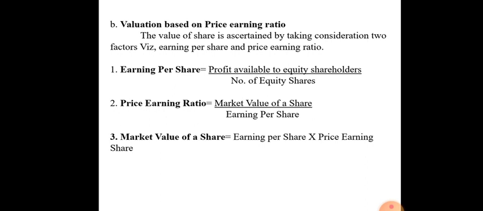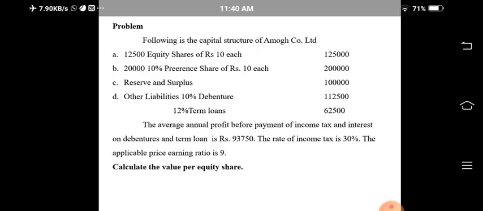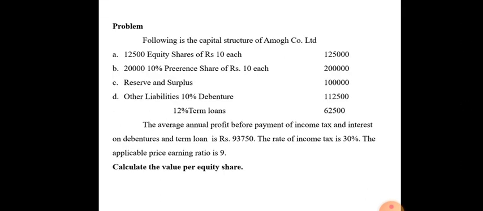These are the formulas. Earning per share is equal to profit available to equity shareholders divided by number of equity shares. The price earning ratio is market value of shares divided by earning per share, and the market value of shares is equal to earning per share into price earning ratio. With the help of these formulas we calculate the value of shares under the valuation based on price earning ratio. Now see, this is the problem.